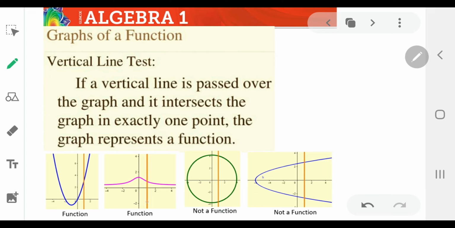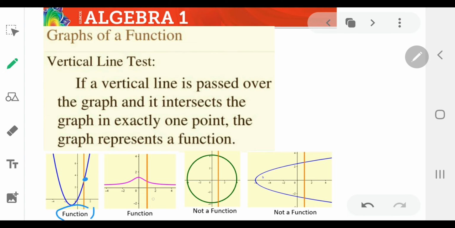Let's see these 4 examples at the bottom of the page. I have a graph of a function. It's not linear, it's a non-linear function. This one, studied last year, is called quadratic. To determine whether it represents a function or not, we draw this orange vertical line. You can draw it anywhere. As you can see, any vertical line would cross this graph in exactly one point only, so it is a function.